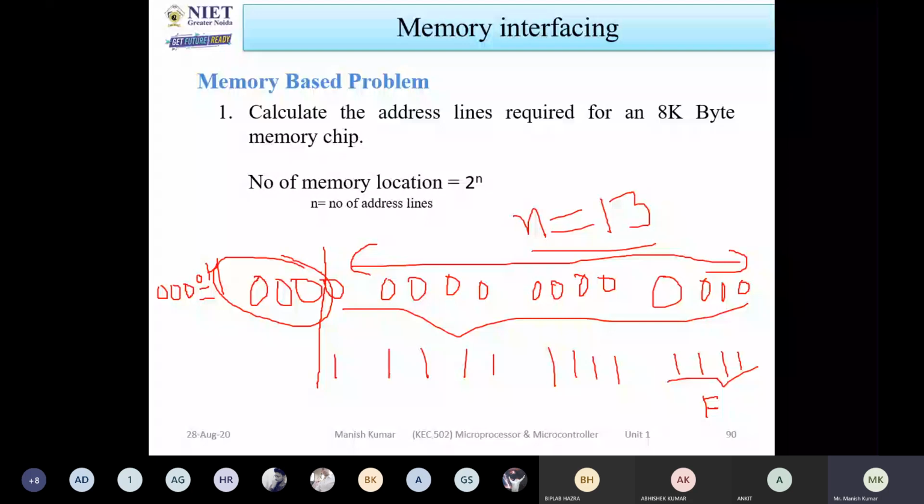Okay, so the maximum value is F. If you convert it to hexadecimal, this is F, this is F, and this is 1. We are not using the 3 bits, so these 3 bits are always 0. So the value is 1FFFH. This is the initial address, the minimum address, and this is the maximum address. So this is the range of this 8 kilobyte memory chip.